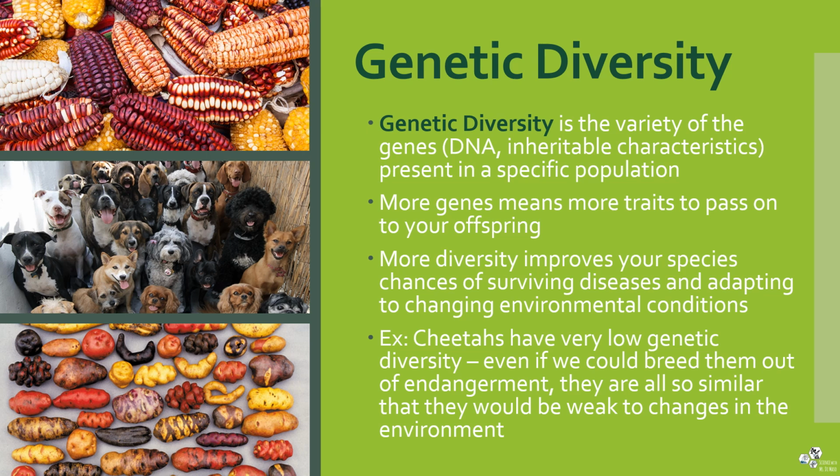So how many different possibilities can I create for one gene? If you look at some organisms, they have one color eye for the whole population, whereas a group like humans can have blue, we can have green, we can have gray, we can have all these different shades of brown. We have lots of different variations for the eye color gene. The more genes that you have means the more traits you have to pass on to your offspring, and the higher level of diversity in your genes increases your chances of surviving.